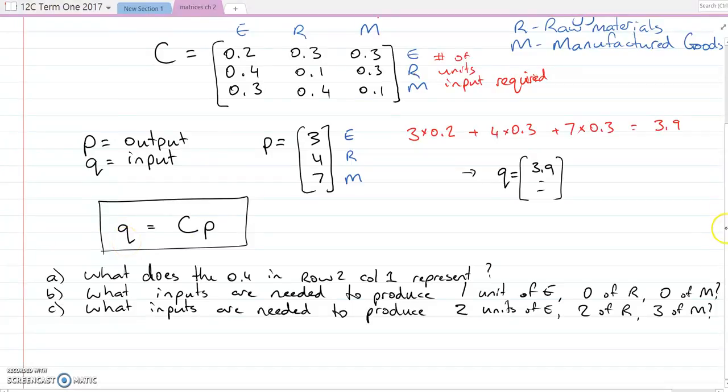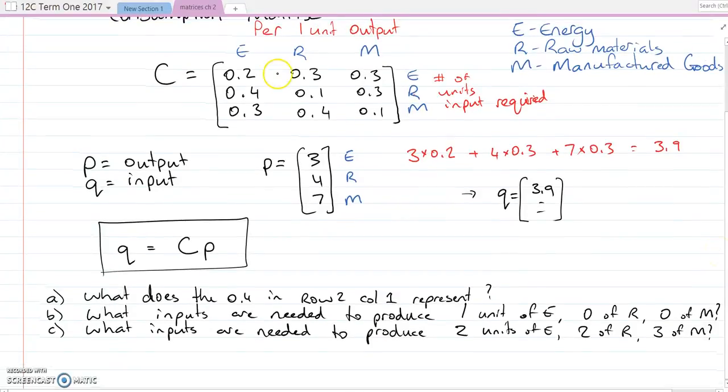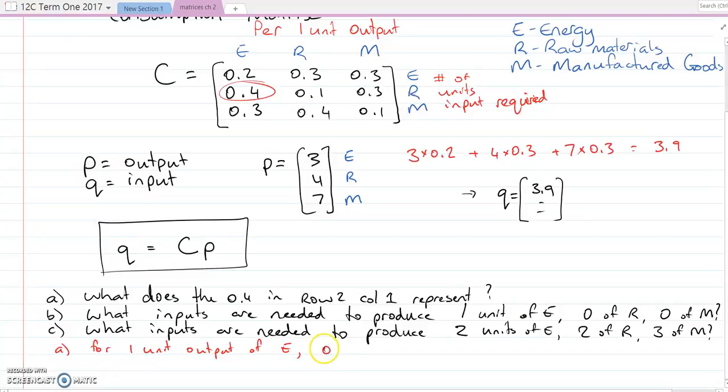So I'll just give you some questions, but here's the formula that we're going to be using for these examples. The first question is, what does the 0.4 in row 2, column 1 represent up above? Well, up at the top, it's for 1 unit of output. So A is for 1 unit output of what? It's the output of, directly above the 0.4, E. So 1 unit output of E. We go over to the right, this is the input: 0.4 units of R, raw materials, are required.